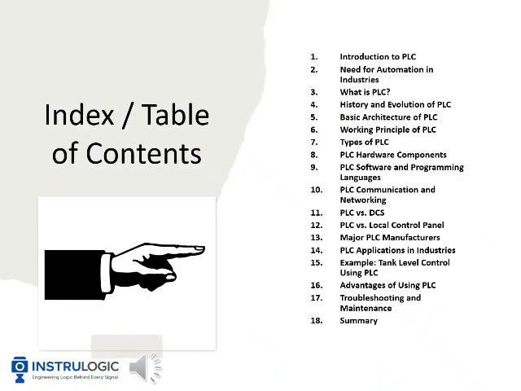Before we dive in, let's look at what this course covers. We'll start with an introduction to PLC and why automation is important in industries. Then we'll learn what a PLC is, its history, and basic architecture. We'll go through how it works, different types, hardware components, and programming languages. Next, we'll cover communication and networking, compare PLC with DCS and local control panels, and see major PLC manufacturers. We'll also explore real-world applications, an example of tank-level control, advantages of PLC, and finally, troubleshooting and maintenance. At the end, we'll summarize.